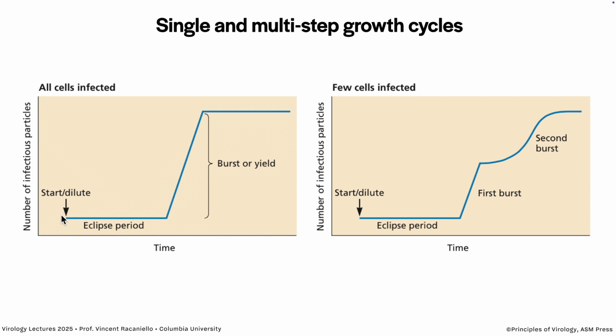That's a one-step growth curve, but you can do multi-step growth curves where you infect with less virus, and then you'll have multiple bursts. You'll have your first eclipse, your first burst, but not all the cells are infected because you've added a small amount of virus. The virus produced in the first burst will then go on and infect other cells, and you'll get a second burst. Sometimes you want to do a multiple-step growth curve depending on what you want to learn from the experiment.